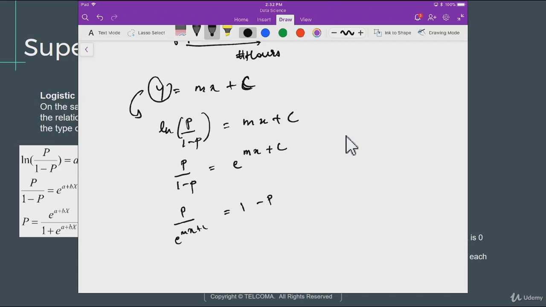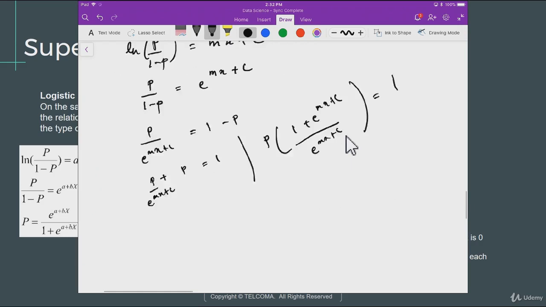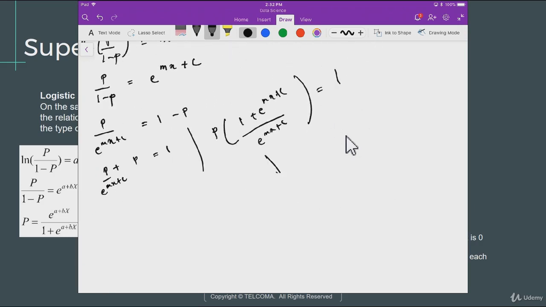If you take it further, we would say p plus p upon e raised to mx plus c is equal to 1. Now take out p common, then we say 1 plus e raised to mx plus c upon e raised to mx plus c is equal to 1. And if you reverse the equation, I know I'm going a little long way, I would say p is determined as e raised to mx plus c upon 1 plus e raised to mx plus c.